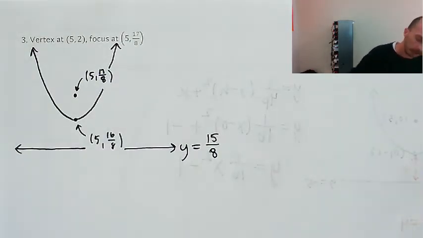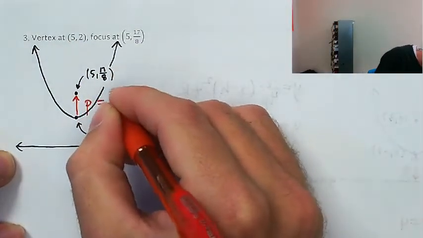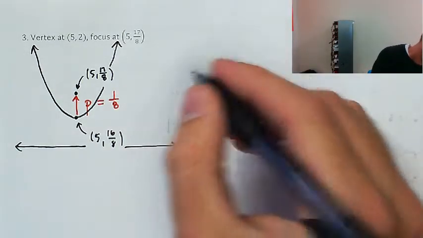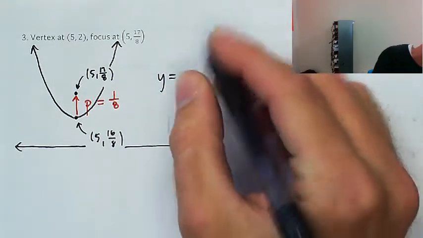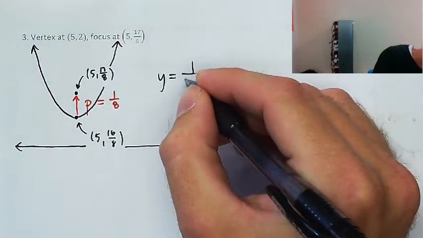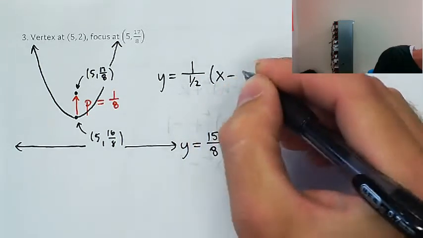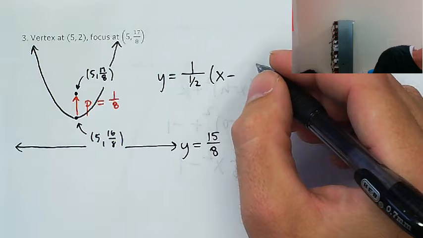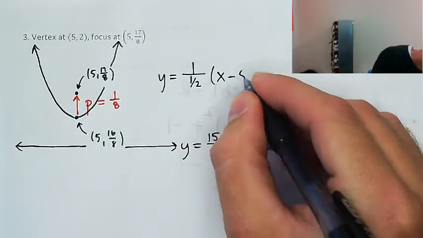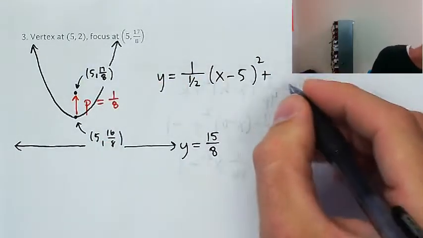So I've got all this, and it's looking like the value of p is equal to positive 1/8. And so my vertex form equation is y equals 1 over 4p. 4p is 4 times 1/8, which is 1/2, times (x minus the x coordinate of the vertex, which is 5) squared plus the y coordinate of the vertex, which is going to be 2.